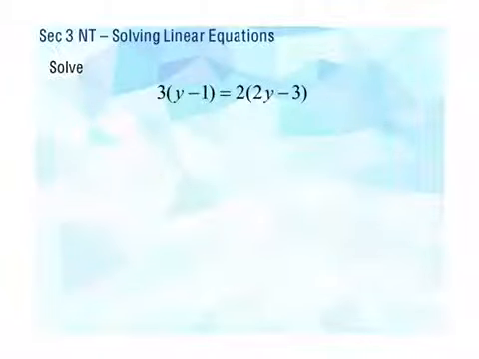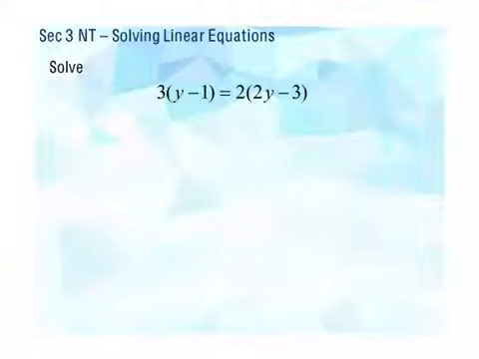Solving linear equations, solve the following. Now in this case, we have 3 multiplied to the whole of y minus 1 to be equal to 2 multiplied to the whole of 2y minus 3. There are brackets down here. What can we do? We'll need to remove the brackets by expanding.